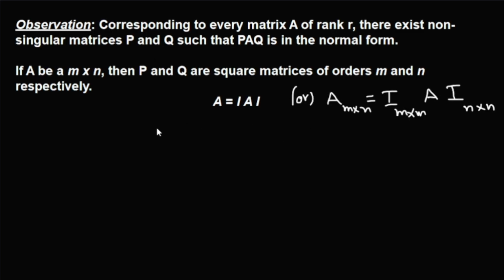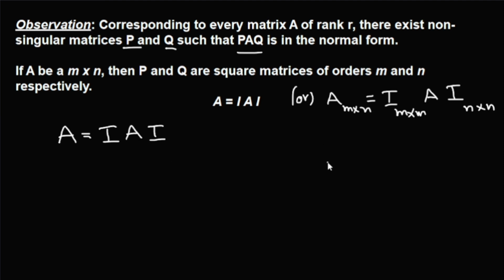Now let us take another topic. It's a consequence or observation of this. Corresponding to every matrix A of rank R, there exist non-singular matrices P and Q such that PAQ is in the normal form. So here you have A equal to IAI. So how to achieve this? You can write the given matrix A as IAI. I is the identity matrix. I into A is A. Again A into I is A. So you can write like this.